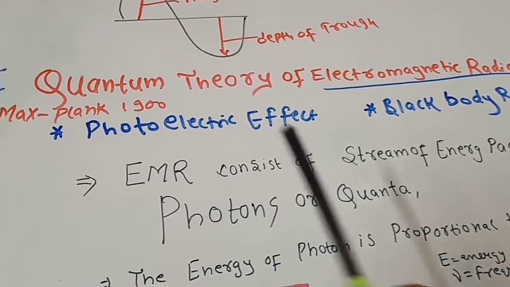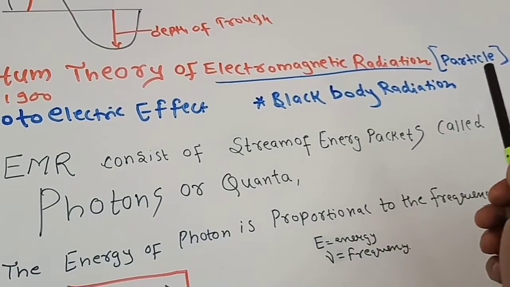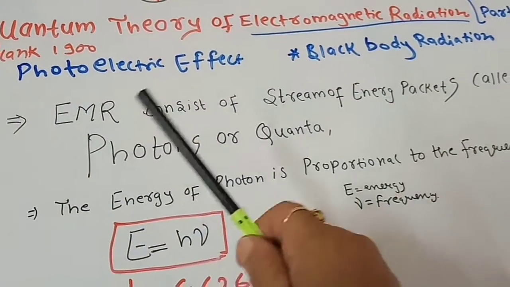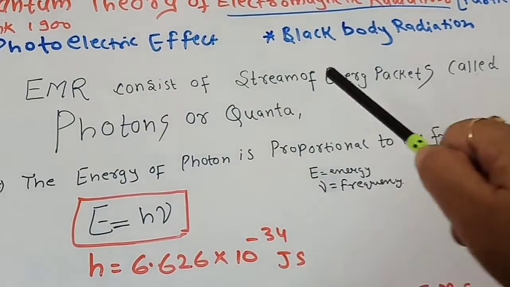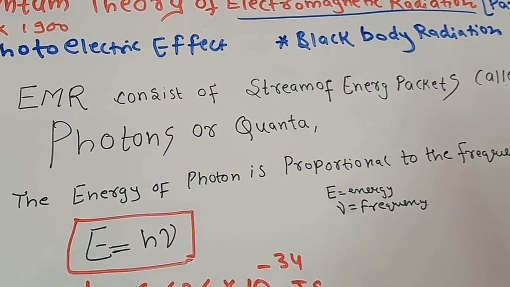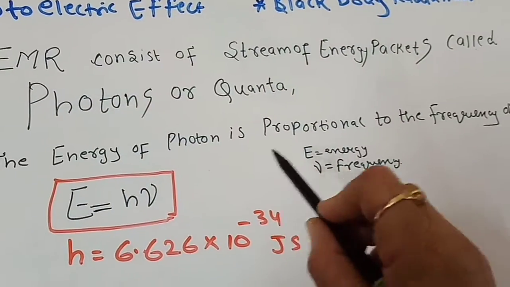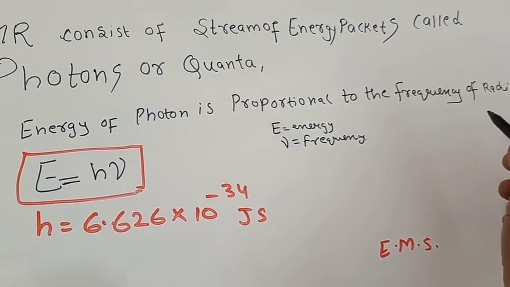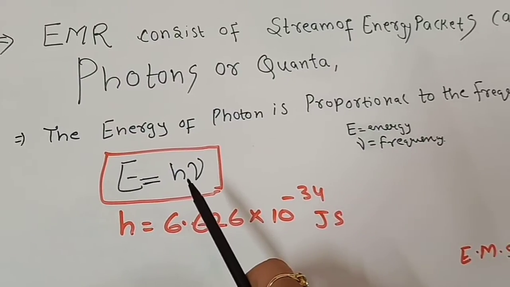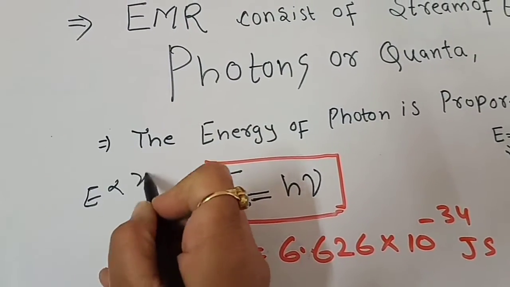So Max Planck in 1900 gave the quantum theory of electromagnetic radiation, which explains the particle nature. We can say that electromagnetic radiation consists of a stream of energy packets, and these are called photons or quanta, and the energy of a photon is proportional to the frequency of the radiation. That is, E is directly proportional to nu. Energy is directly proportional to the frequency.